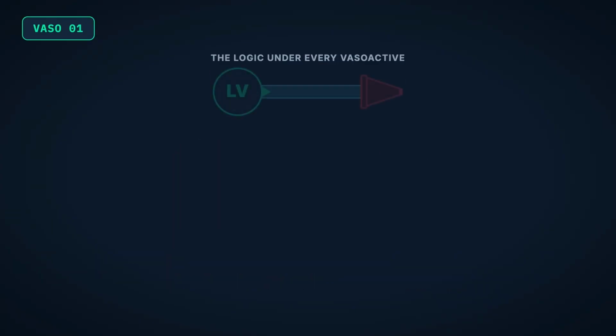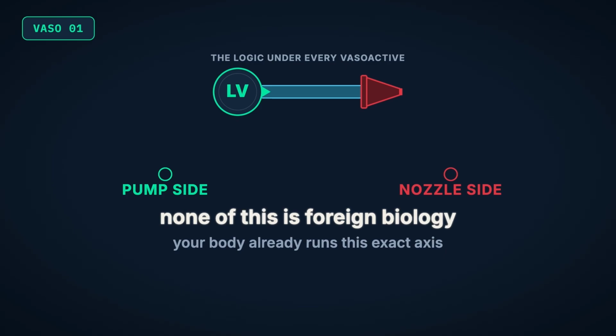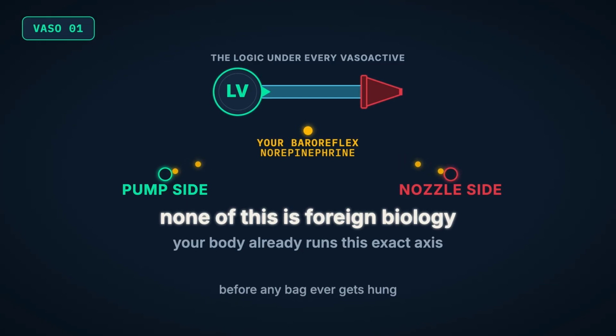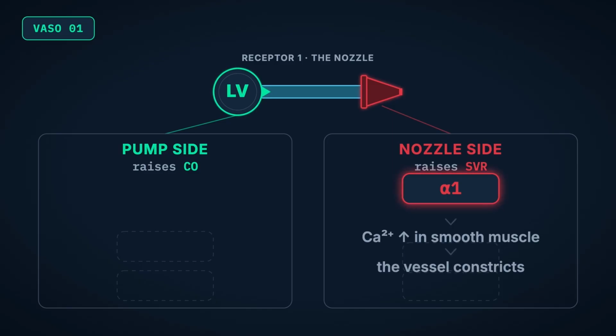So here's the receptor logic underneath every vasoactive drug you'll ever give. None of this is foreign biology, by the way. It's the same axis your body already runs. When your blood pressure drops, your own baroreflex triggers norepinephrine release onto the same receptors before any bag ever gets hung. Alpha-1 receptors sit on the vessels. Activate them, and intracellular calcium rises in smooth muscle. The vessel constricts. SVR goes up.